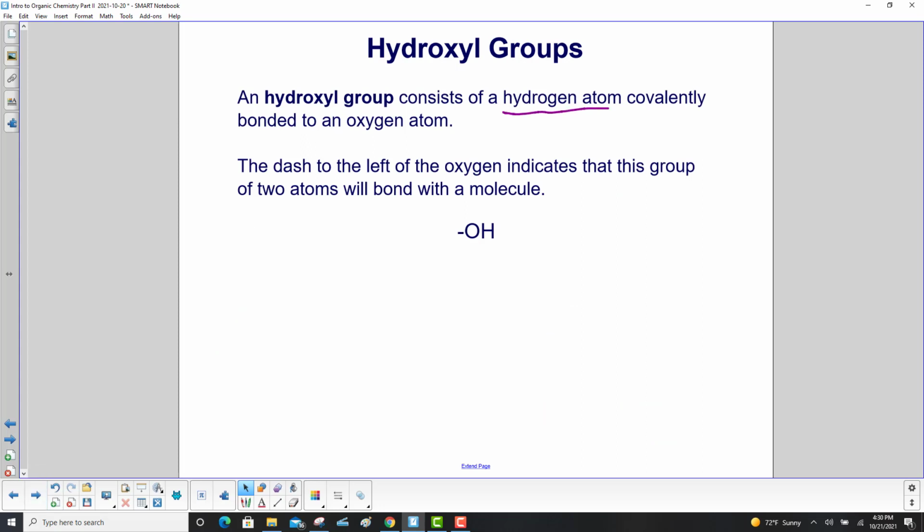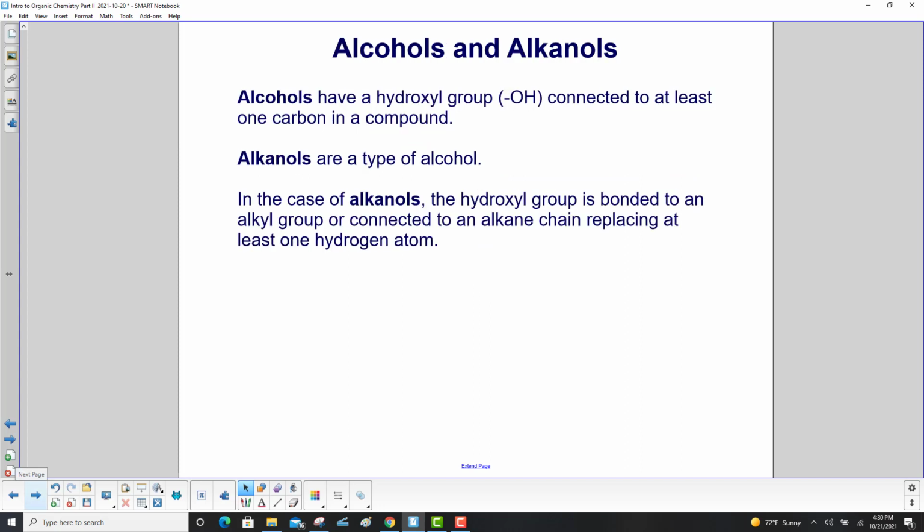Okay, now let's move to the hydroxyl groups. That's a hydrogen atom covalently bonded to an oxygen atom. And then here's the dash. Okay, here's oxygen, here's hydrogen. The dash indicates that this group of two atoms will bond with a molecule. So this is representing the bond that's going to bond to another molecule. Alcohols have a hydroxyl group, that's the OH here, connected to at least one carbon in a compound. Alkanols are a type of alcohol. In the case of alkanols, the hydroxyl group is bonded to an alkyl group or connected to an alkane chain, replacing at least one hydrogen atom.